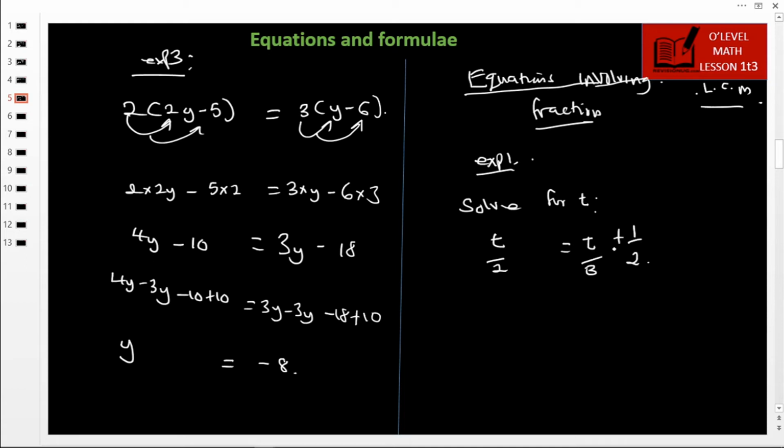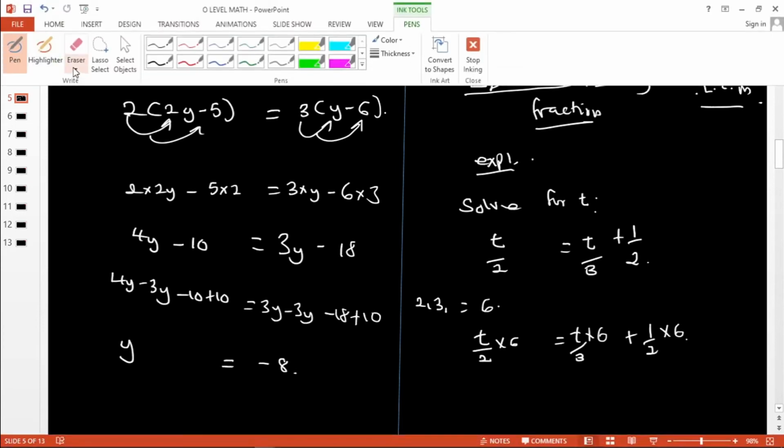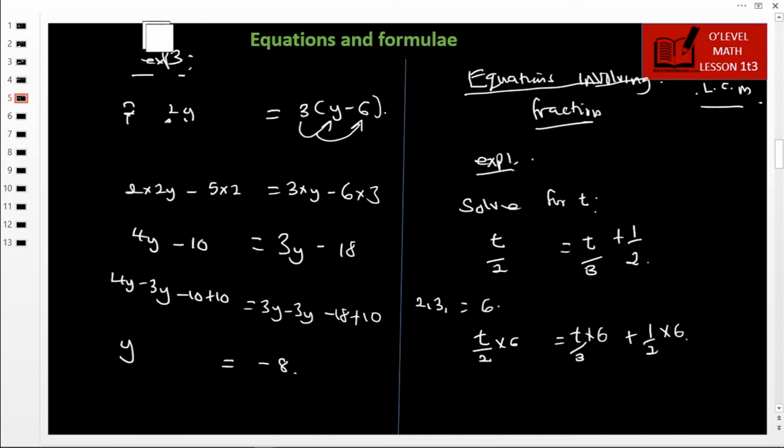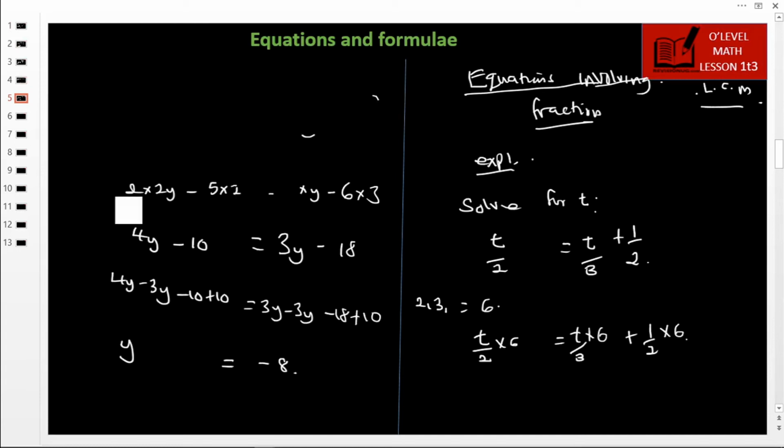So when you look at this one, you can get what we call the LCM. The LCM of 2, 3, and the 2 is repeated, so the LCM is going to become 6. So we get t out of 2 times the LCM, giving us t out of 3 times the LCM, which is 6, then plus a half times the LCM. So let us rub this part here such that we get space to use here.